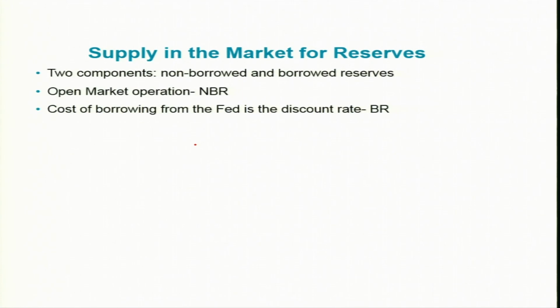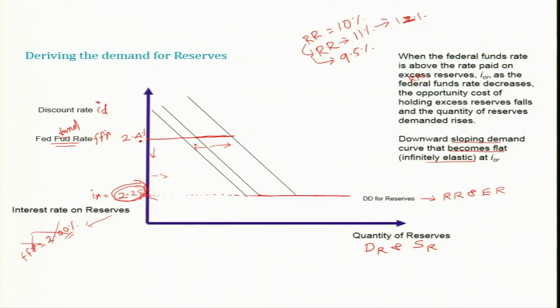Having discussed the demand part, there are two things we need to remember here. One is the position: it shifts rightwards and leftwards due to the change in required reserve. The other is the slope of the demand curve, which is negatively sloping until the interest rate on reserve. Suppose they increase the interest rate to 2.3%, then the demand curve will look like this, and the new curve for demand for reserves will change from here.